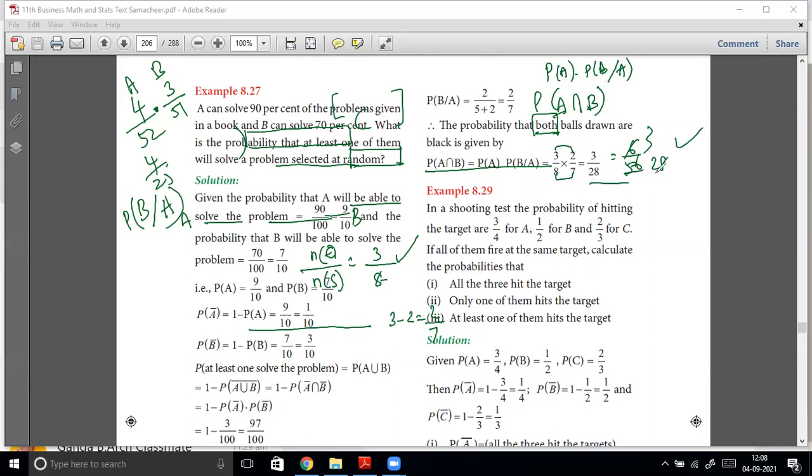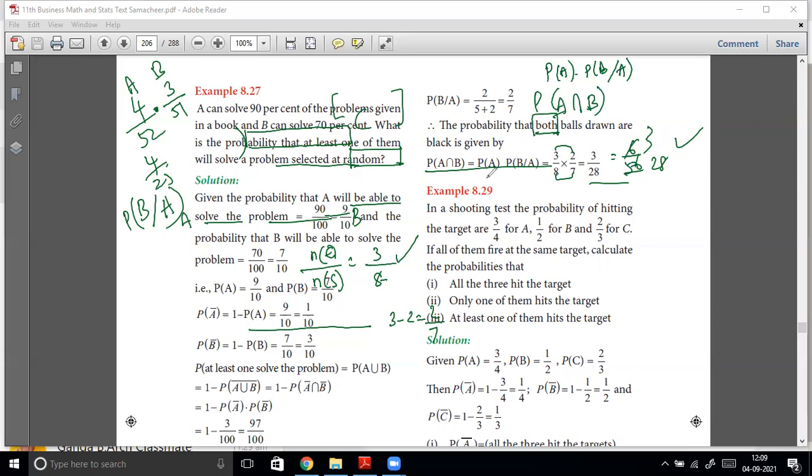Very important sum. This is the first sum where the events are dependent. You have to find out the dependency, P of B given A, or the conditional probability of B given A. So the conditional probability of B given A is the one we should find out, and then P of A intersection B is the multiplication law. You can apply it straight away.